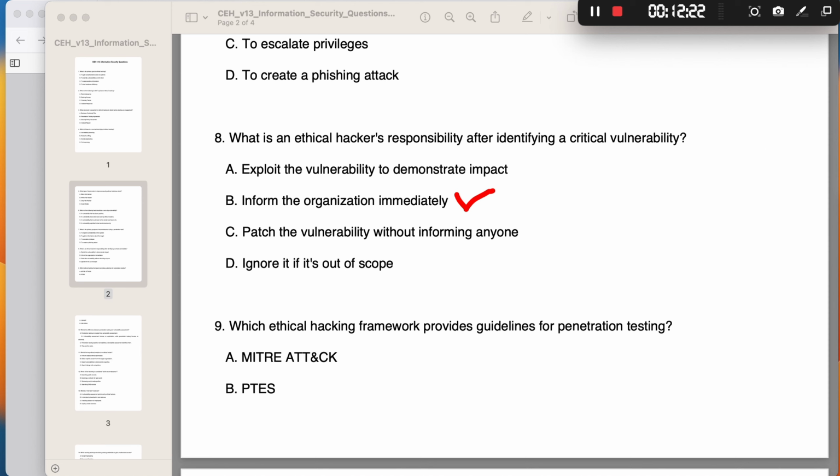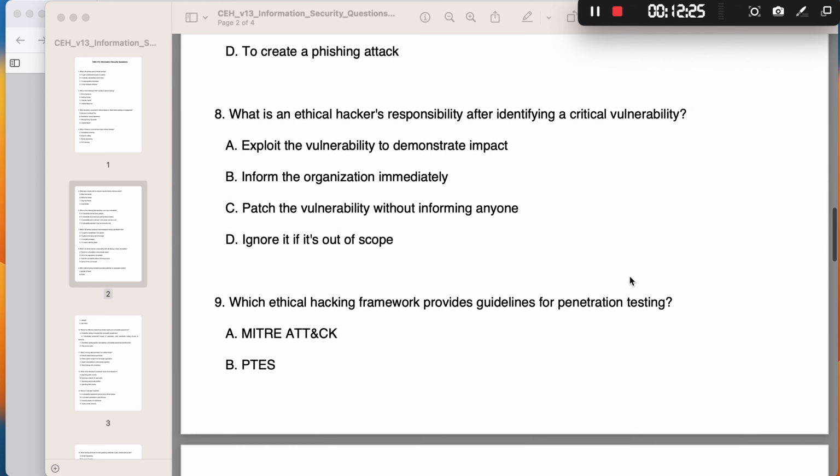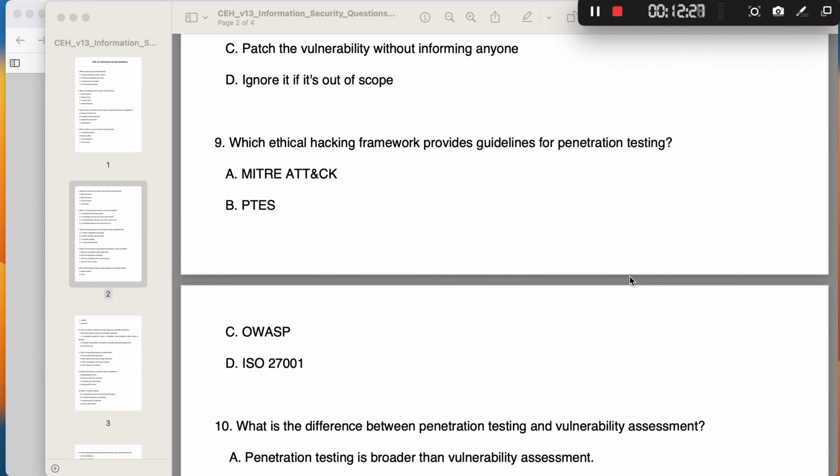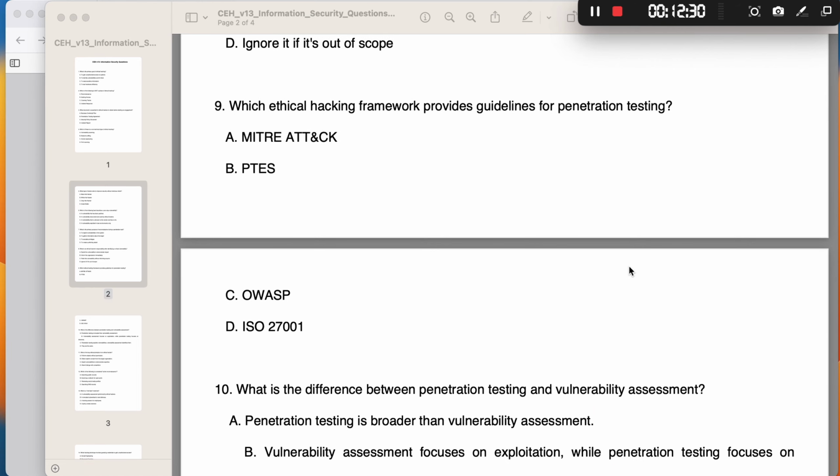Let's go to question number 9. Which ethical hacking framework provides guidelines for penetration testing? MITRE, PTES, OWASP, ISO 27001. And the question is pretty simple and straightforward. I'm not gonna let you guess, it is PTES. PTES stands for Penetration Testing Execution Standards and provides guidelines for conducting penetration testing. It's kind of a framework that you're gonna follow, like best practices.